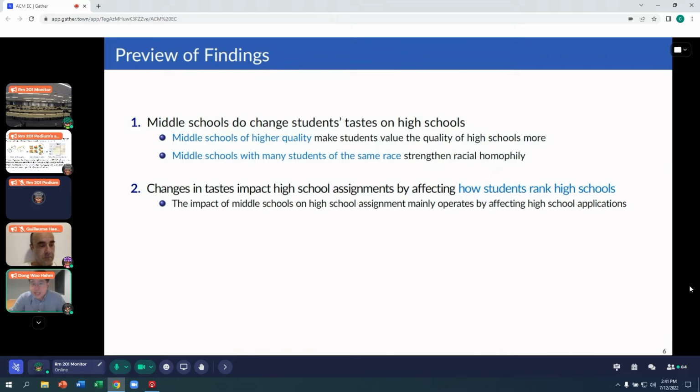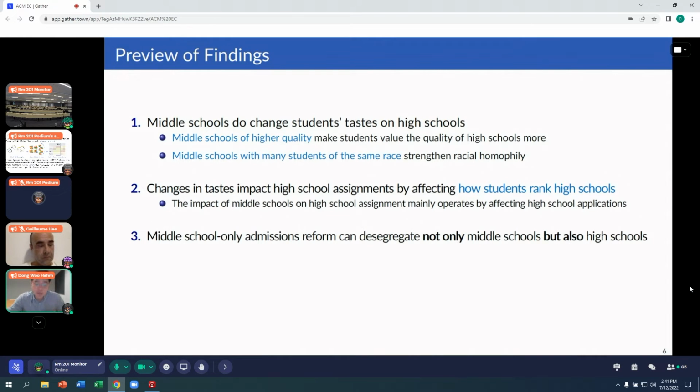However, the good news is that since middle school and high school choices are so closely related, we might be able to intervene at the middle school level to address segregation in high schools. And that is what we quantify in the last part of the paper.